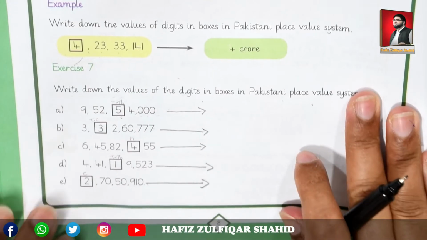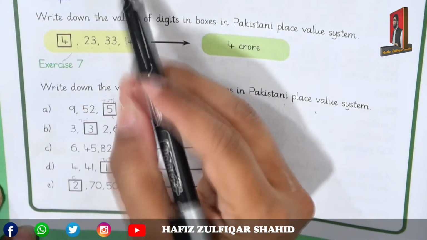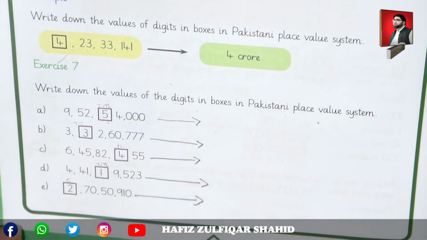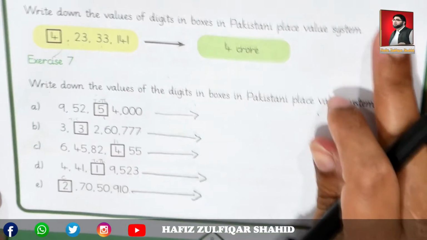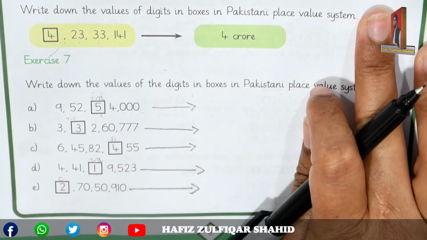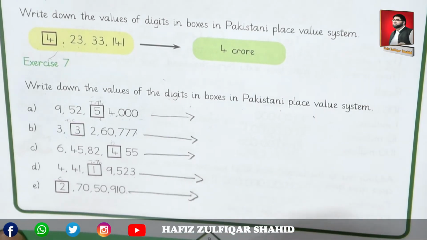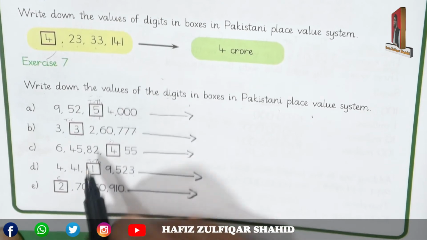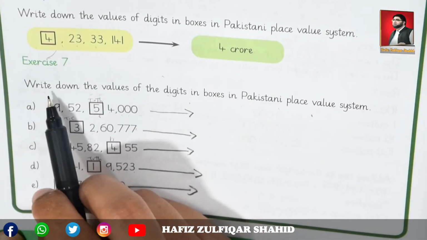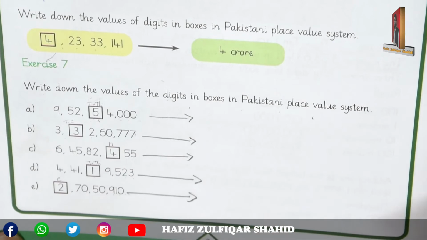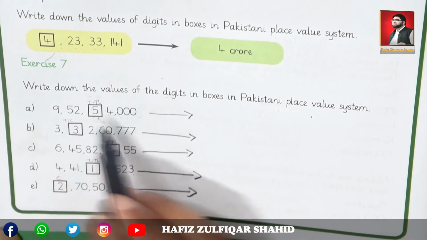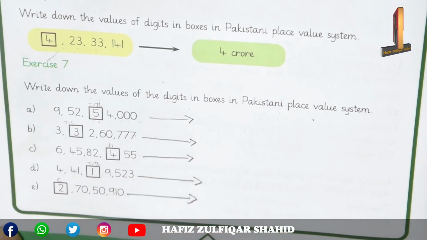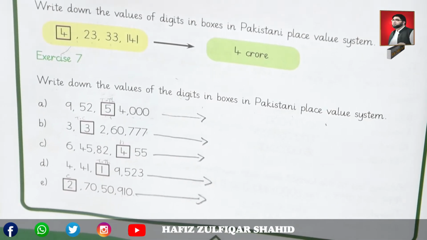Okay students, see, we have completed our exercise 6, which was write the numbers in words according to Pakistani place value system. Now let's move to exercise 7 on page number 8 and see what we have to do here. The statement asks: write down the values of the digits in boxes in Pakistani place value system. You can see here in the box the digits; we write the place value of these digits.